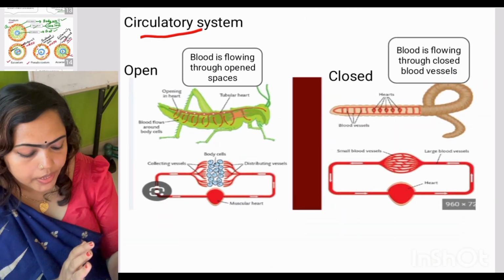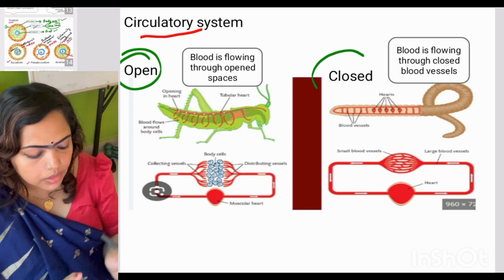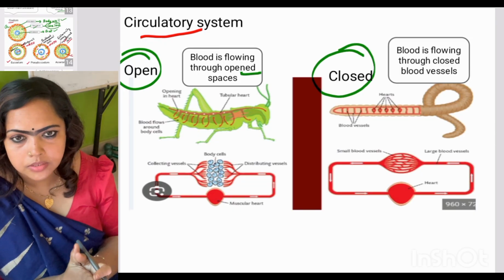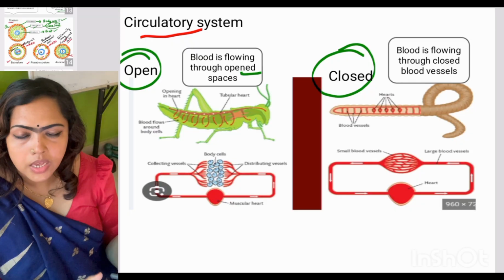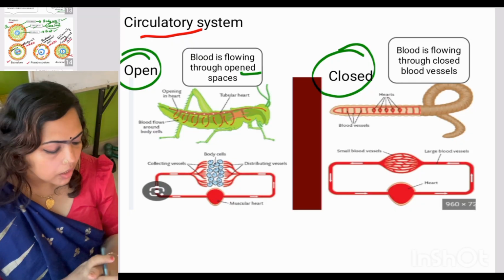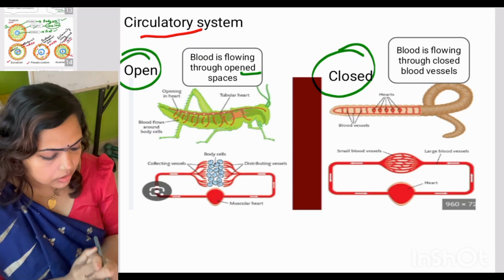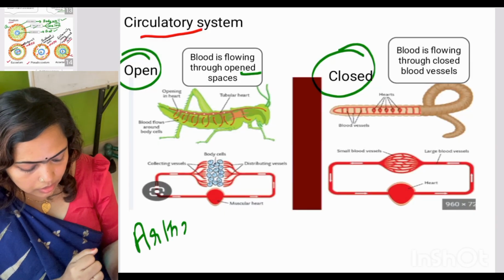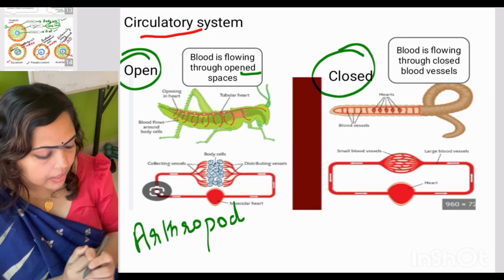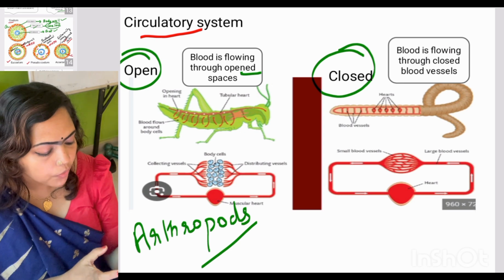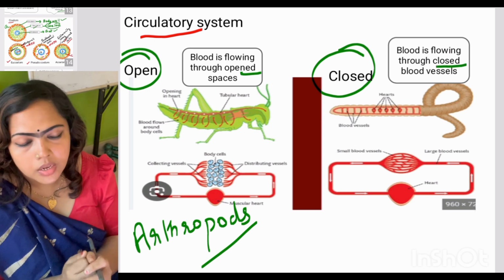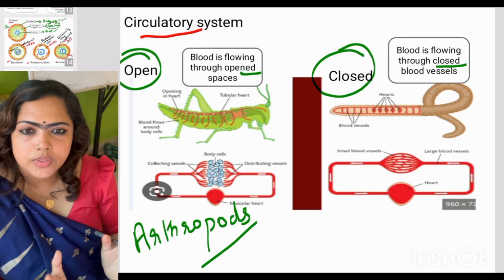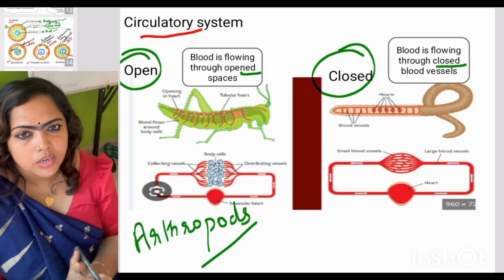Two types, open and closed. If the blood is flowing through open spaces, it is called as open circulatory system. Here the internal organs are in direct contact with the blood. Example, arthropods. While in the higher phyla organisms, the blood is flowing through closed blood vessels. So such a circulatory system is called as closed circulatory system. So this is about the criteria for classification.